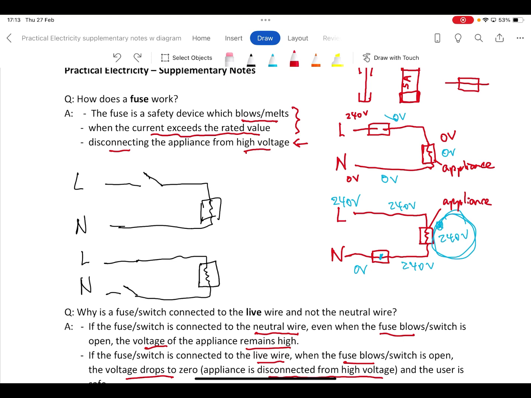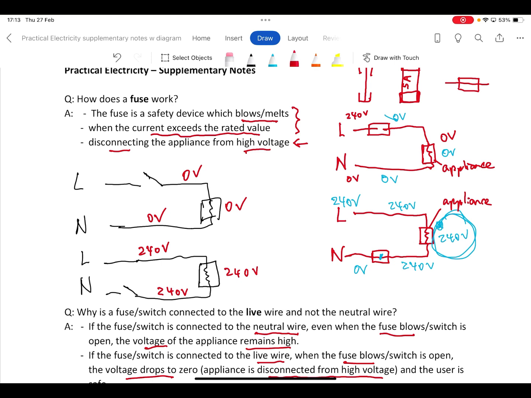It's the same issue as the fuse. So if you understand the fuse, you understand this with no problem. That means everything up to the switch will remain at high voltage. The appliance will be at high voltage, the live wire will be at high voltage. It's still dangerous, even if the switch is open. But if I put a switch in the live wire, when the switch is open, the appliance and the live wire will all be at 0 volts. So that's why the switch must also be in the live wire. Is that clear?